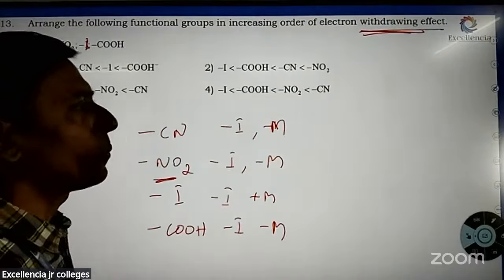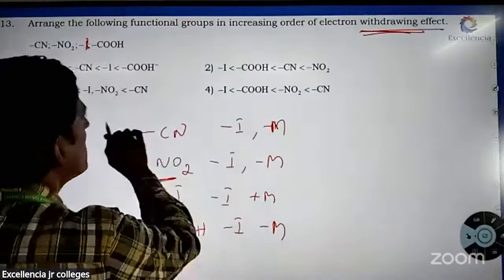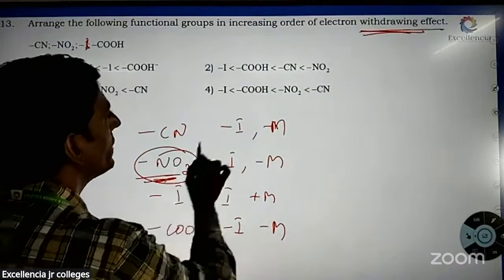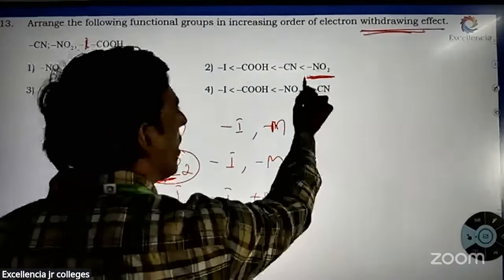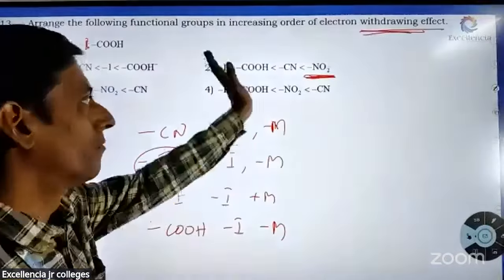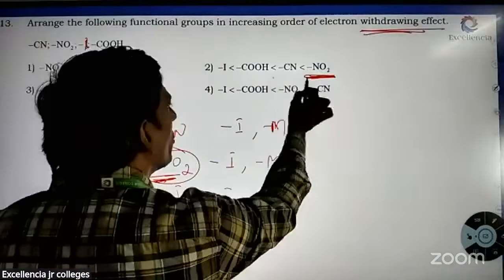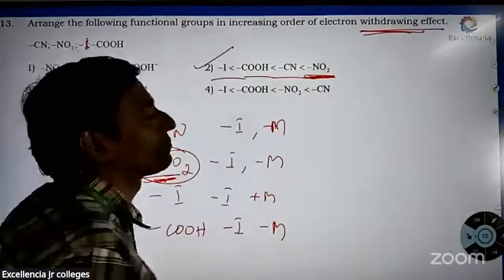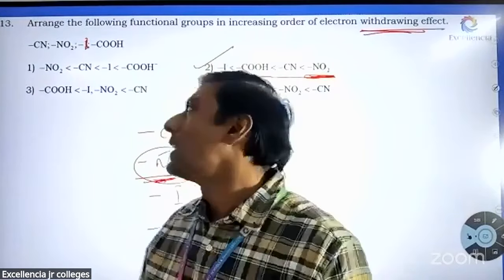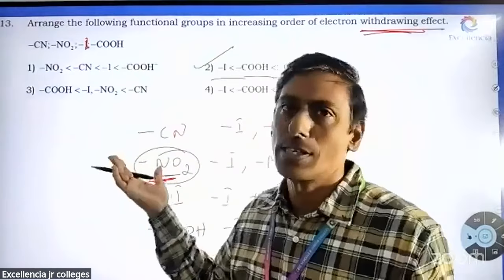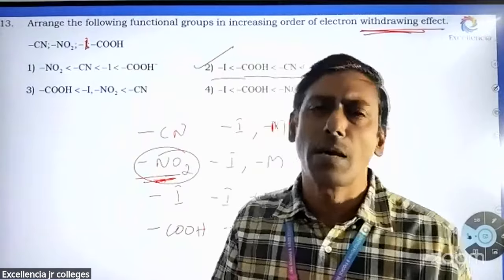See, again the options are very clear. So act smartly and try to give the answer. NO2 should have the highest electron withdrawing nature. Only one option has NO2 at the right side, the top end. So NO2, Cl, COOH, I. That becomes the answer there. So simple, based on the electron withdrawing natures, a direct question. Simple and easy type of questions.